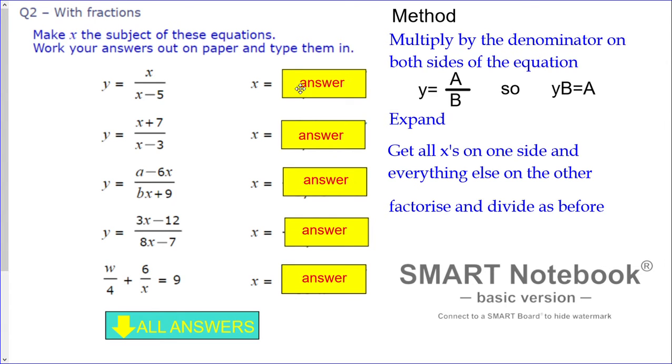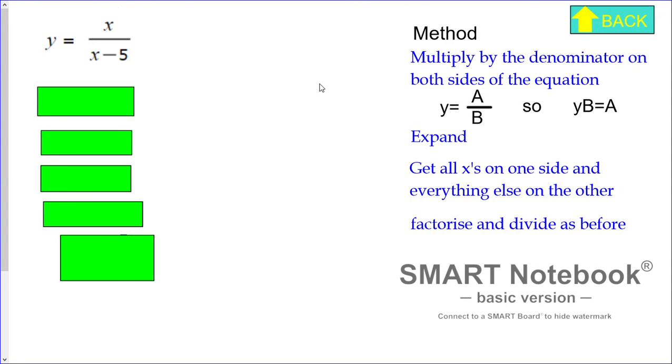So let's get started. In the first one, what's our denominator? Our denominator is x minus 5. So we are going to multiply by the denominator on both sides. What we'll be left with is y multiplied by x minus 5 on the left side, and the denominator is going to cancel, so we end up with just x on the right-hand side.